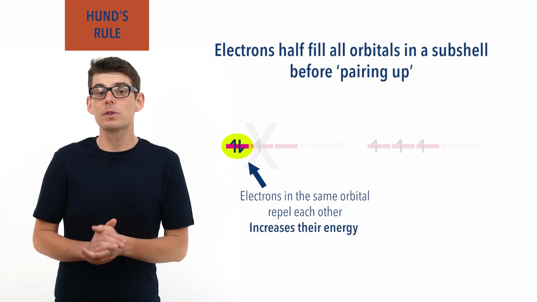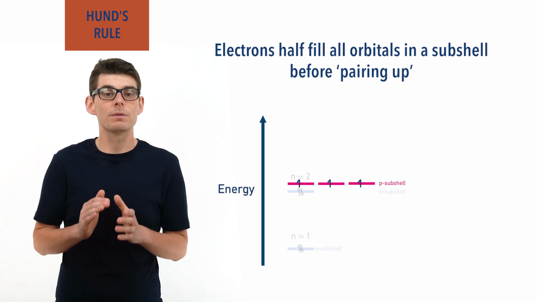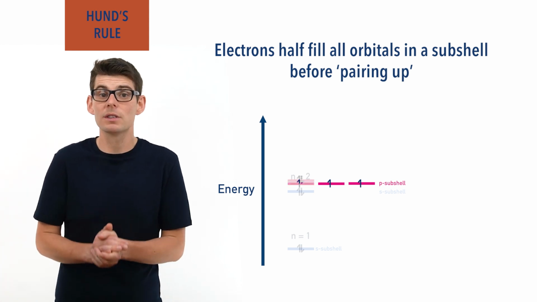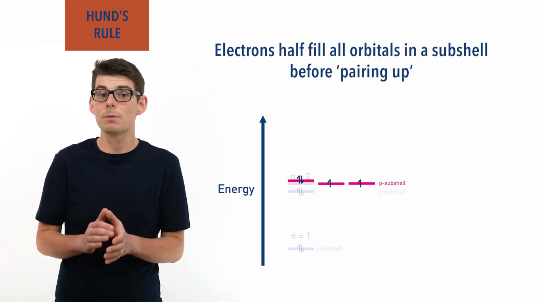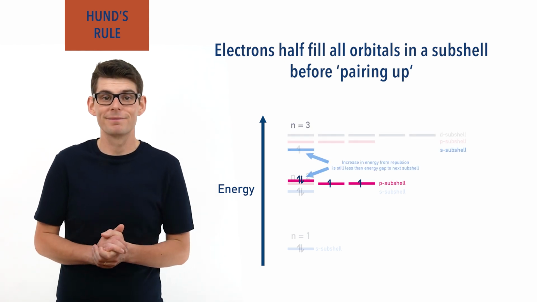If all the orbitals in a subshell are already half-filled, however, electrons must then pair up, as even with the repulsion energy increase, the full orbital will still be at a much lower energy than the next available subshell.